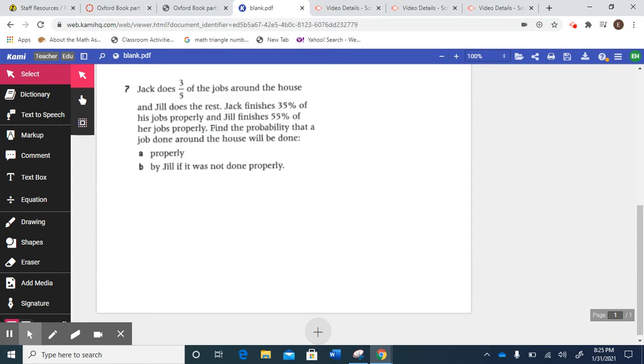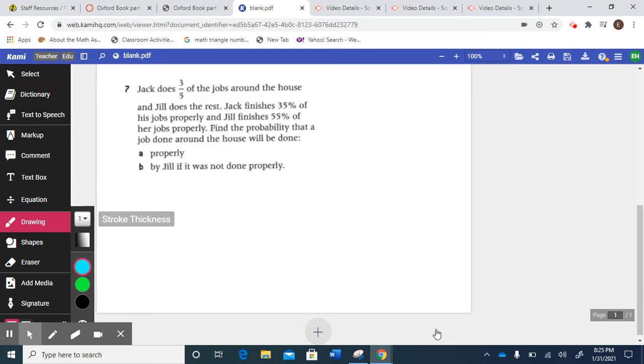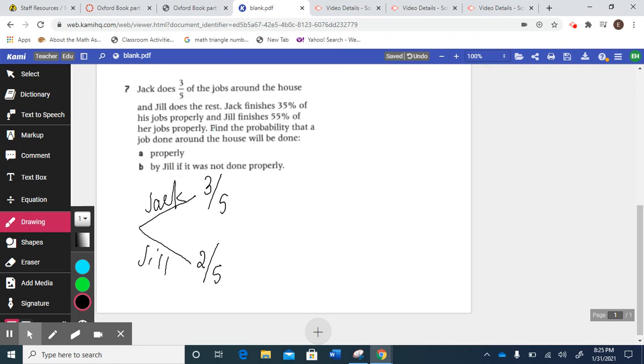So starting off, we have Jack and Jill. So this is going to be Jack. This will be Jill. So automatically, Jack does 3/5, and that would leave the rest of it for Jill. She does 2/5. Remember, those need to add up to 1 in that column.